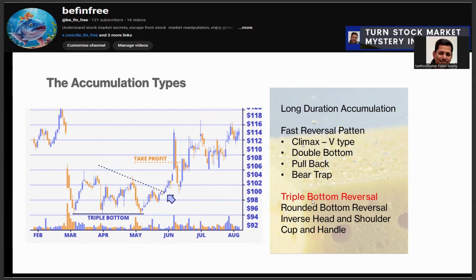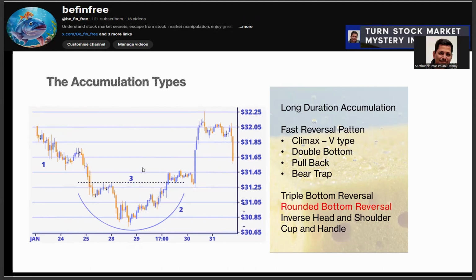The next one is a triple bottom reversal. As you see here, the markdown is coming, the prices are going low, and you have the support line. The price touches the same support line three times and then reverses back. So your downtrend has reached an accumulation stage by a stopping action, and this accumulation range is built with the triple bottoms, and then the price reverses and moves to an uptrend.